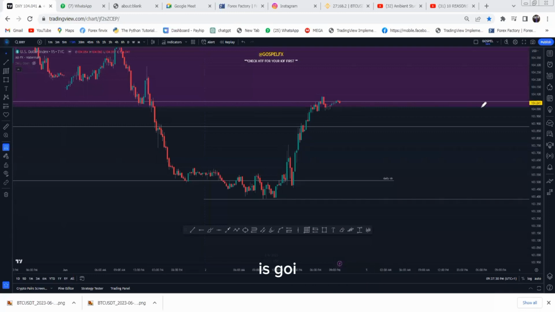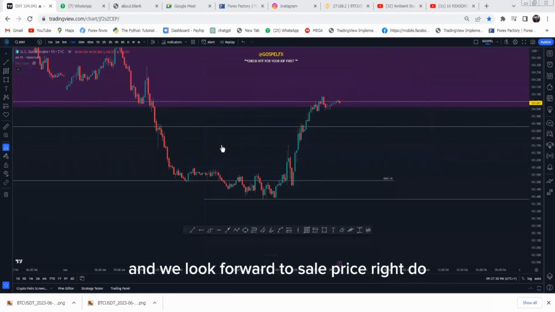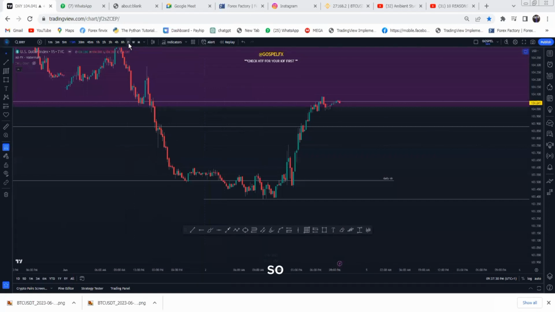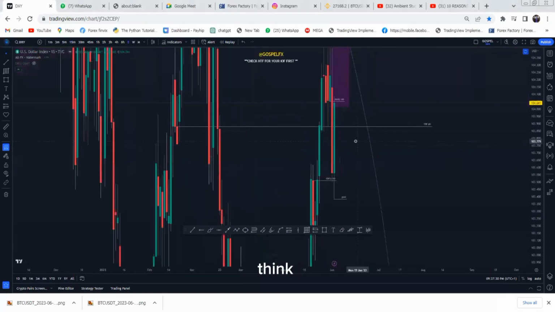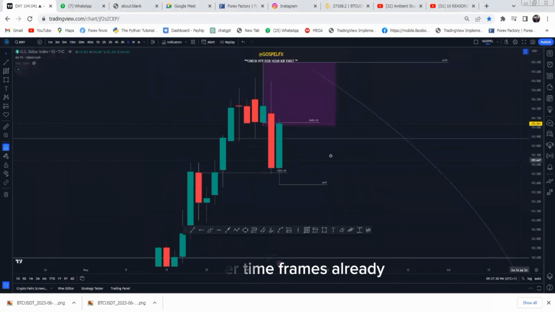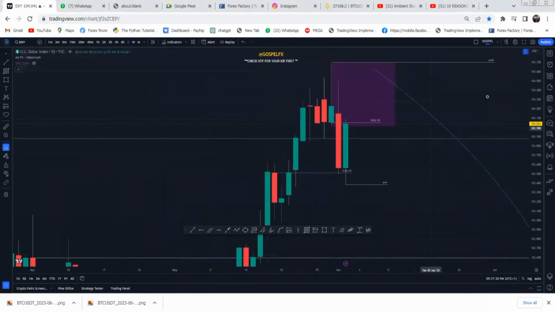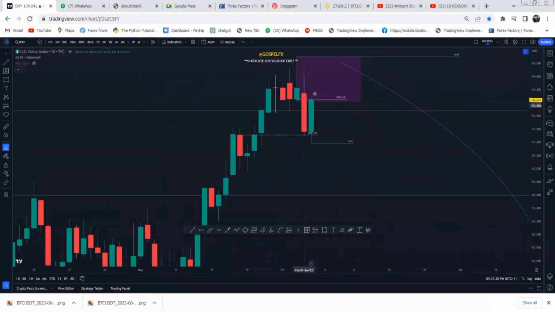So it is good to be flexible when you are doing your analysis, okay? So if price should do whatsoever we want to see here, it gives us a sell program, we're going to engage and we look forward to sell price right down. So let me just go back to the daily charts. I think we have explained so much on higher time frames already. This is what we're expecting. Price should likely from here drop lower.